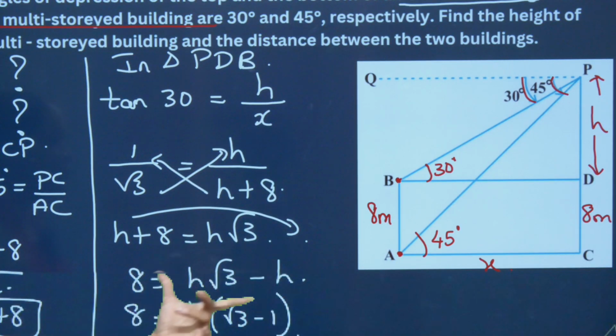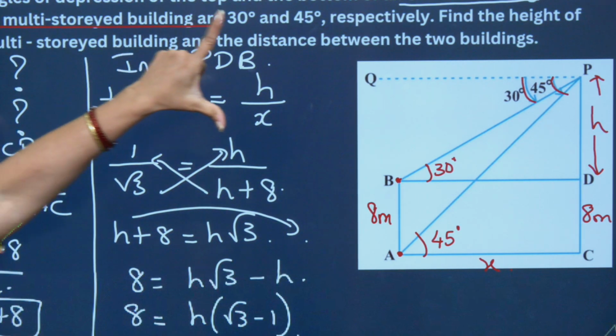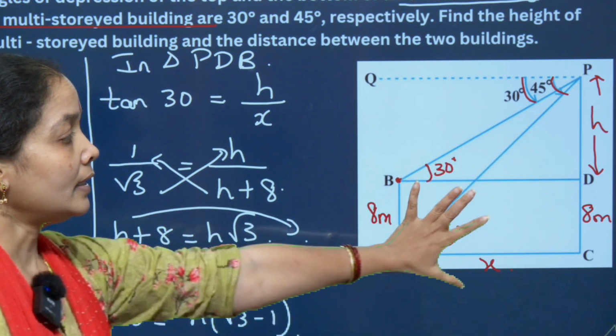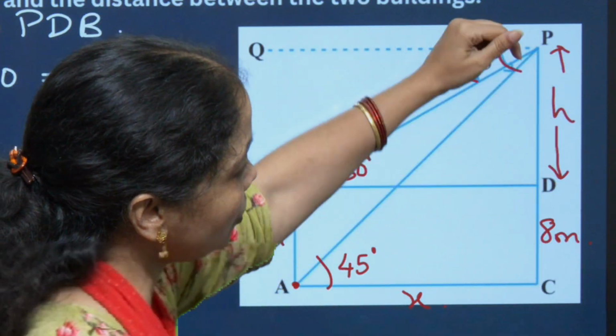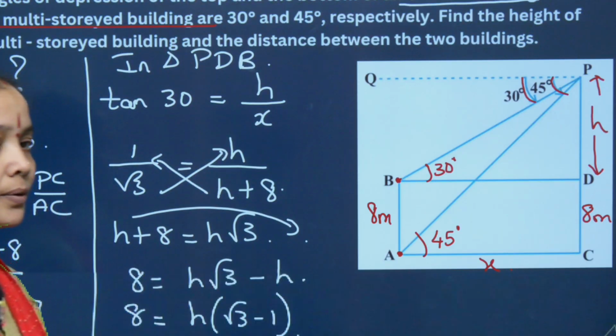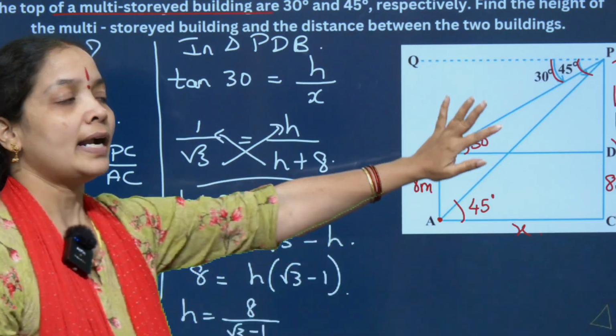We also have to find the distance AC here. AC is nothing but H plus 8. So the complete height as well as the distance between the buildings are absolutely the same because PC is also H plus 8 and AC is also H plus 8. So this is a question in which two components were there and two depression angles, and this is the way to solve this.